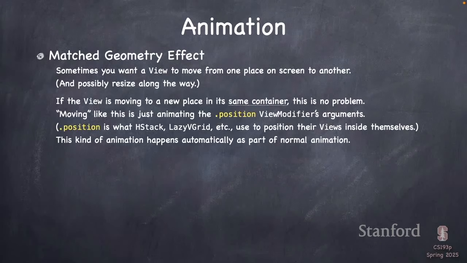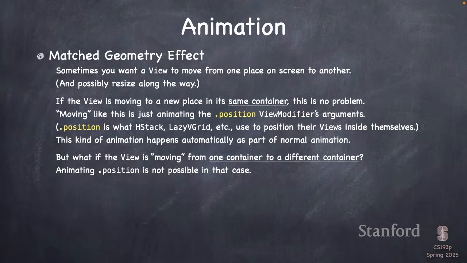Now, if the two views we're trying to move are in the same container, no problem, because containers usually put their views in place using dot position, which we've not seen, but there's a dot position view modifier which says where this thing should go in the container. That's how HStack positions things. It sets dot position on its little things in its bag of Lego. If they're in the same container, it's no problem because dot position is just a normal view modifier and it animates normally. Things slide across the screen, so animation is trivial here, just dot position doing its thing.